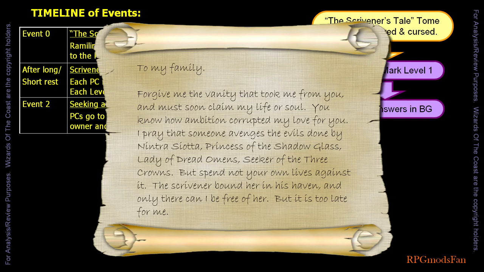In it, he writes, "To my family, forgive me the vanity that took me from you, and must soon claim my life or soul. You know how ambition corrupted my love for you. I pray that someone avenges the evil done by Nintra Seota, Princess of the Shadow Glass, Lady of Dread Omens, Seeker of the Three Crowns. But spend not your own lives against it. The Scrivener bound her in his haven, and only there can I be free of her. But it is too late for me."